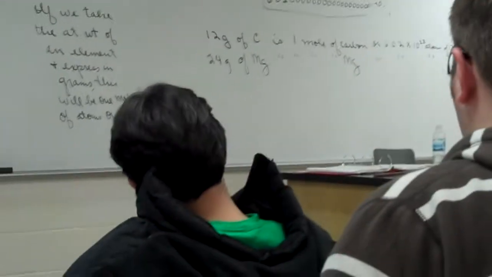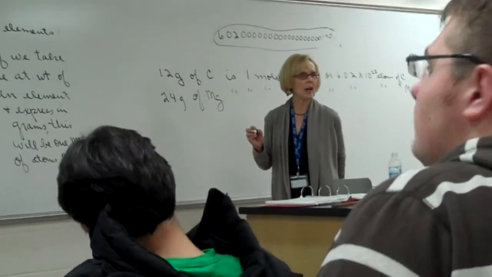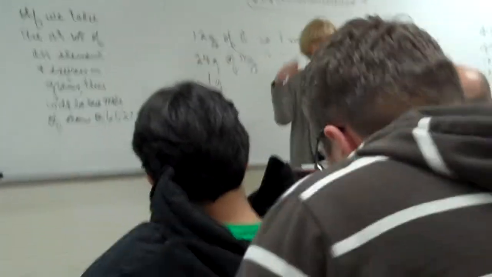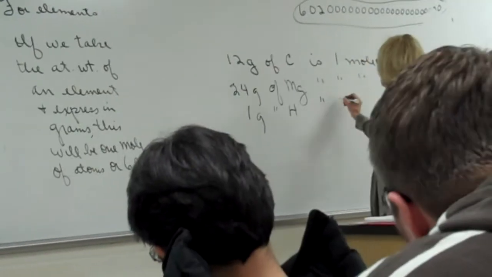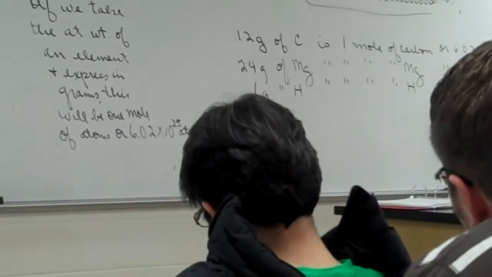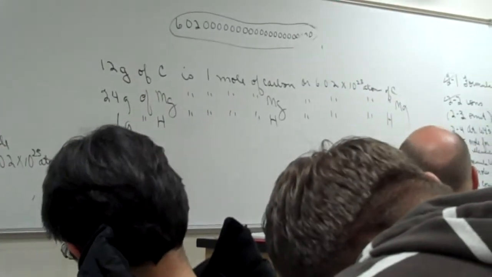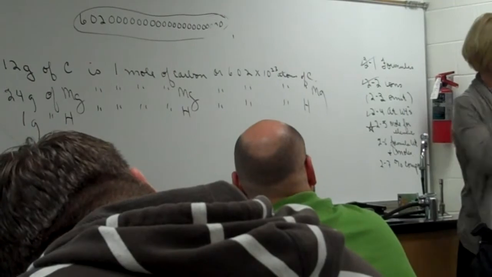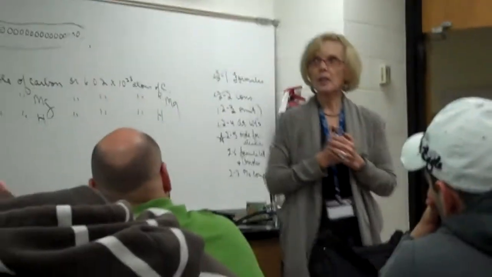Now, what if we want to do hydrogen? I want a mole of hydrogen. So how many grams should I weigh out? 1. If I want to talk atoms, it's not until we get to molecules that we say diatomic. So 1 gram of hydrogen is 1 mole of hydrogen, or this many atoms of hydrogen. The basic idea is, if I want a mole, tell me what the atomic weight is, and that is a mole, and you know how many atoms it is.